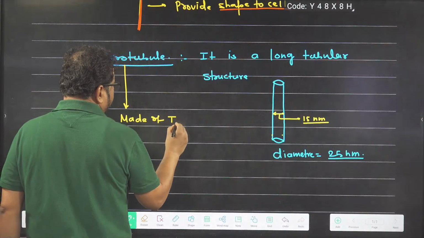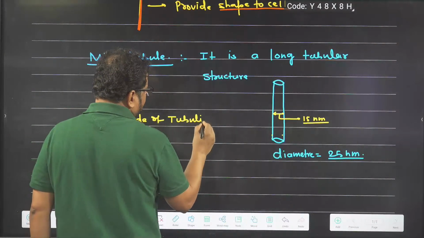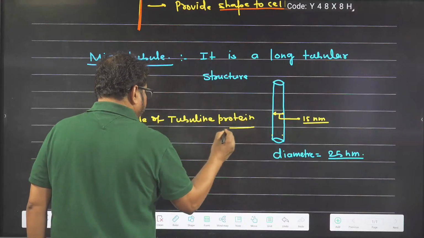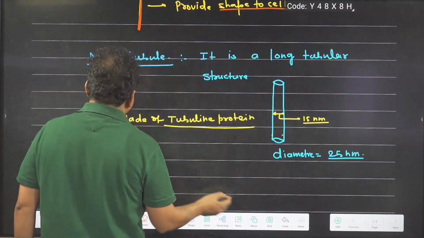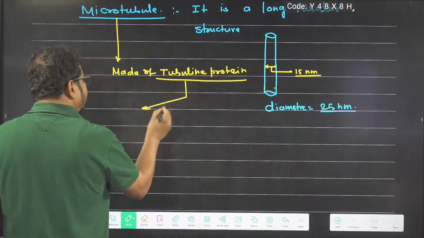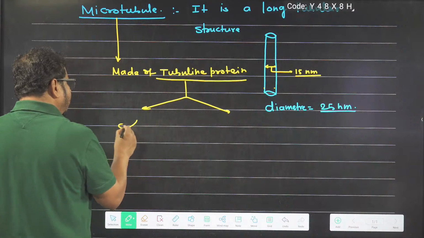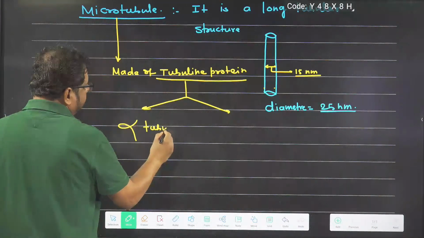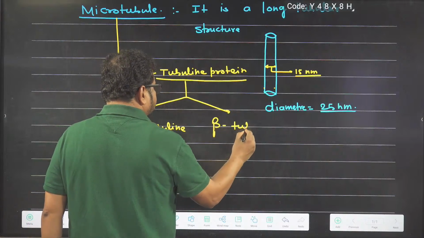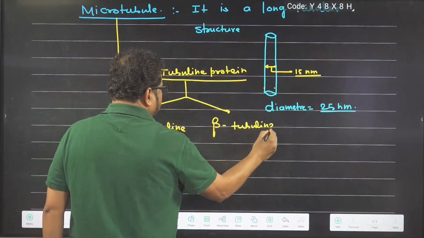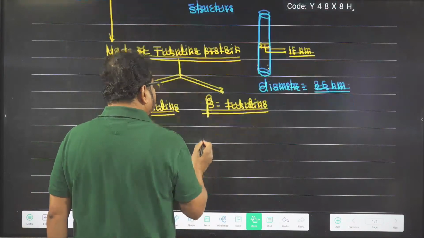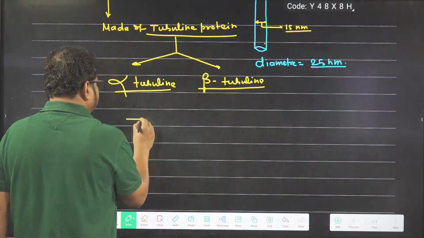Understanding the idea? So these microtubule made up of tubulin protein. What is the name of protein? Tubulin protein is present in the microtubule. The name of the protein who make the microtubule is tubulin protein. So two type of tubulin protein is present in the microtubule. One is called alpha tubulin and another one is called beta tubulin. Both alpha and beta tubulin are alternately present.